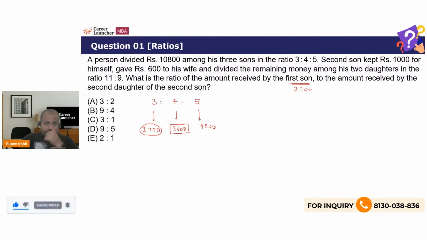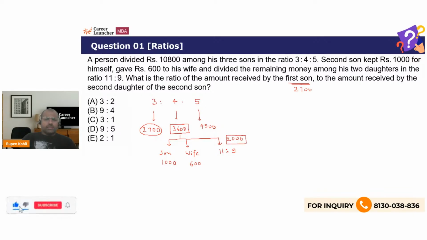Now further, this 3,600 goes to second son kept 1,000 for himself. So the son himself took 1,000, gave 600 to the wife. So these are direct numbers. So this is 1,600 done, right? And divided the remaining among his two daughters in the ratio 11 is to 9. So among the two daughters now in the ratio of 11 is to 9, I have to split a total value of remaining how much? 3,600 minus 1,600. So 2,000 is remaining over here.